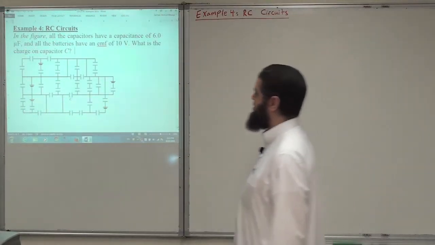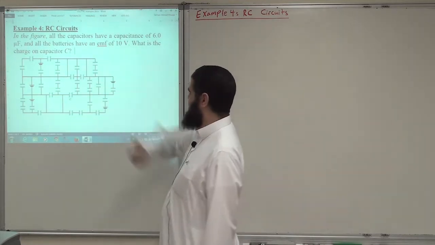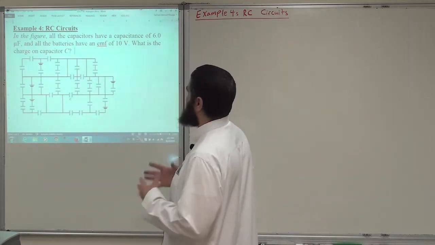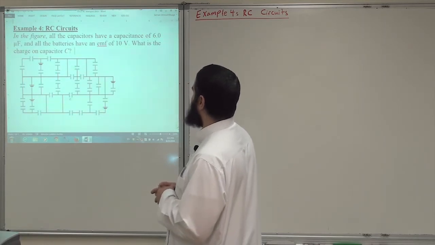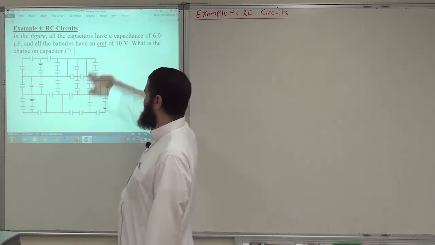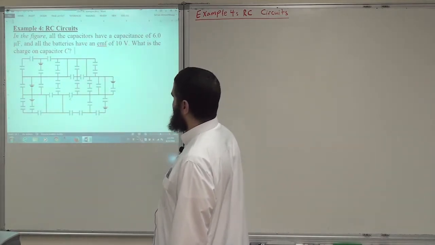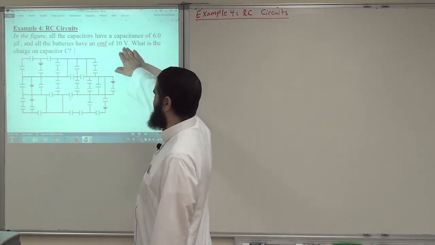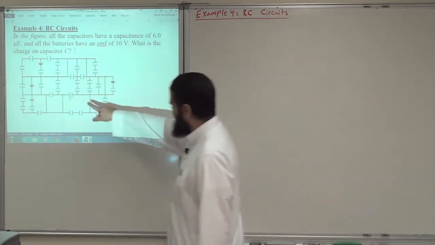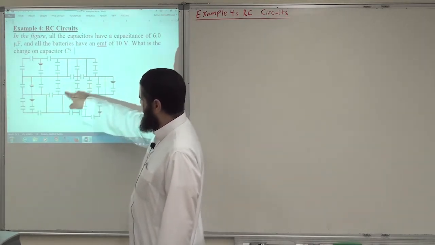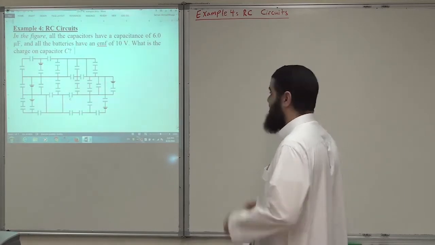This is the last example on RC circuit. In the figure, which looks a little bit complicated, but it is not if you choose the smartest loop, all the capacitors are equivalent and have capacitance of 6 microfarad. And all the batteries are equivalent and they have EMF of 10 volts. What is the charge on capacitor C? This capacitor, which is labeled C, we want to know how much is the charge on that capacitor.